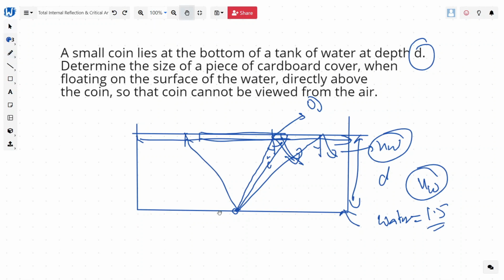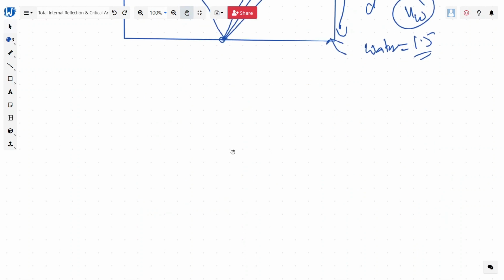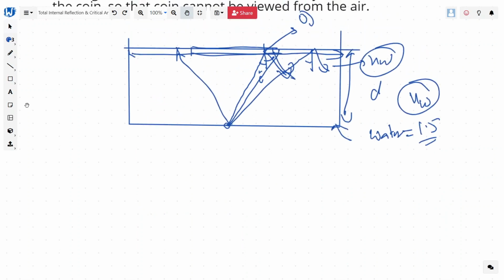So let's try and draw the diagram clean and basically see that we can solve the problem. Okay, so this is our surface. Let's draw the cardboard. Let's say it's something like this, and it has to be circular, right? So that we cannot view the coin from any of the sides. And let's say here is our coin. So this will be the center of the cardboard as well. Let's say that. Now let's draw a normal, and this is going to be I critical.